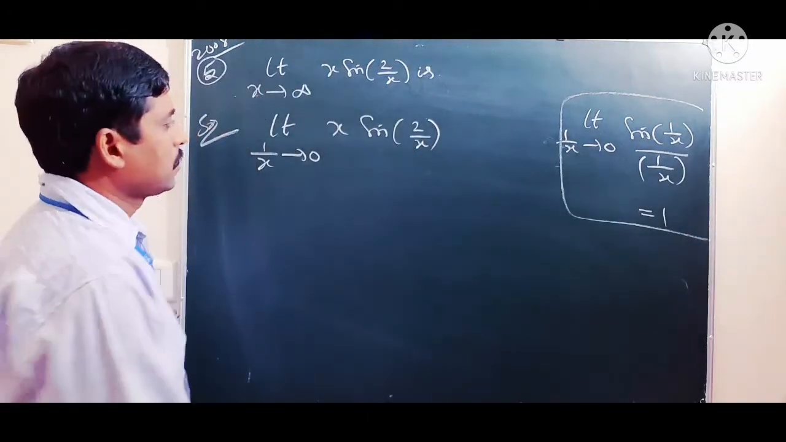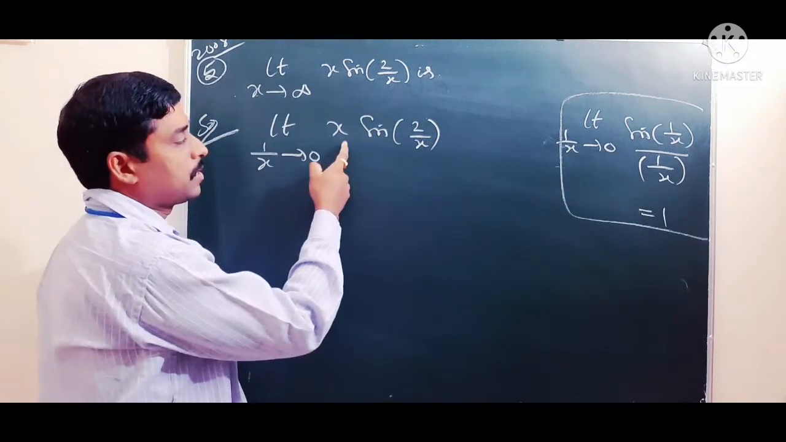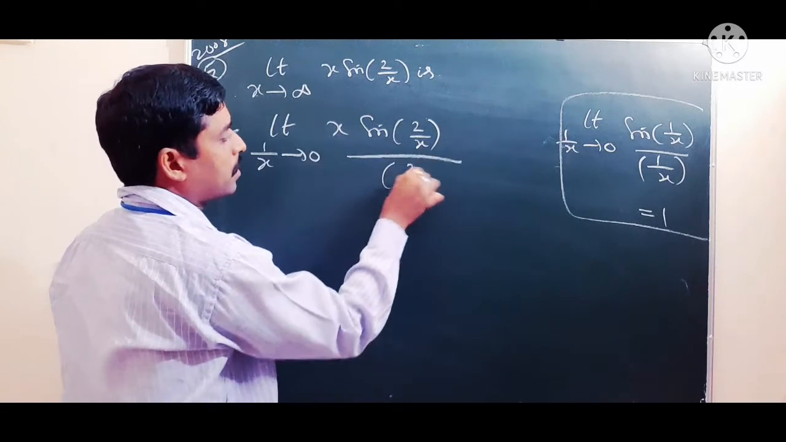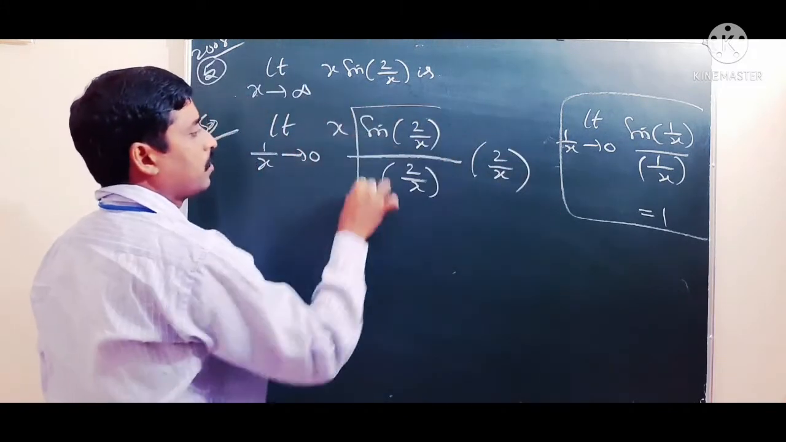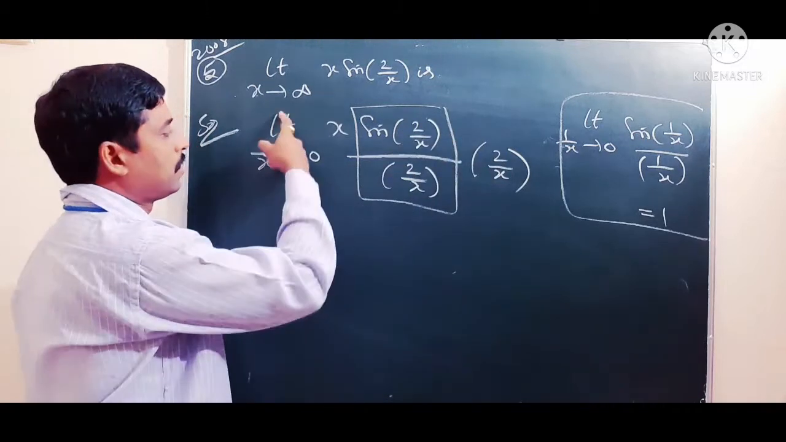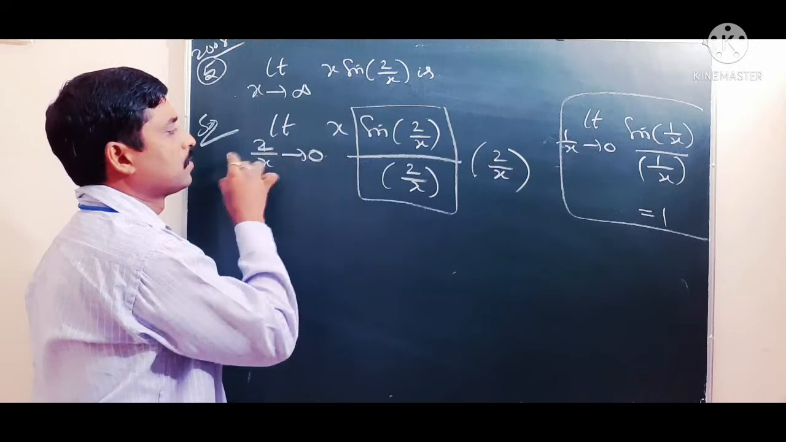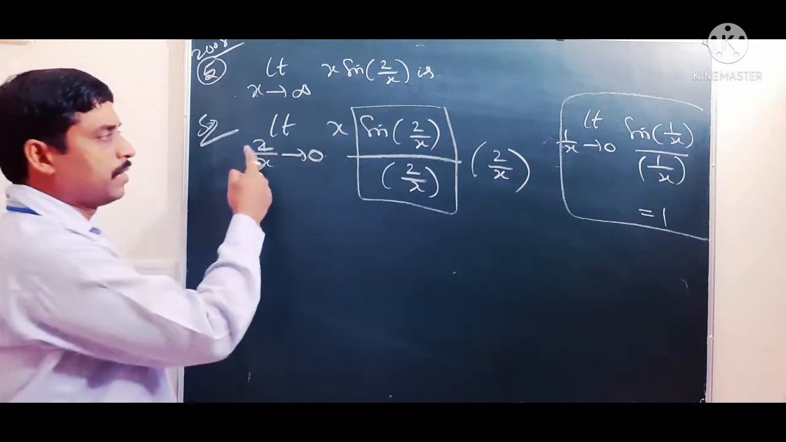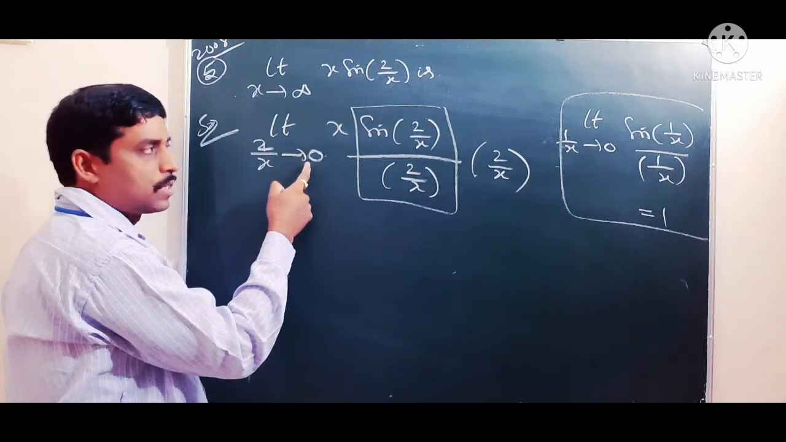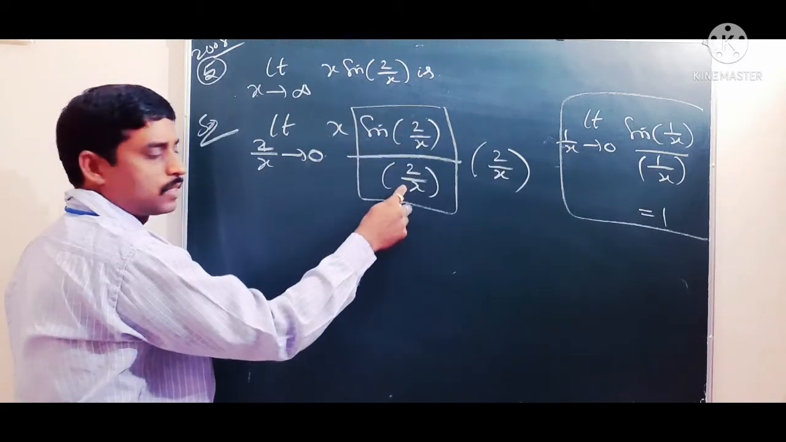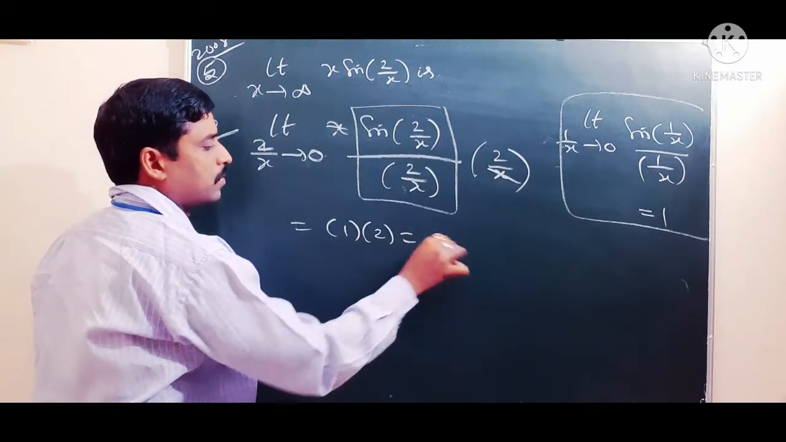In this one, limit 1 by x tends to 0, x into sine 2 by x. Divide and multiply by 2 by x. So this value will be 1. So limit 1 by x tends to 0, or 2 by x tends to 0, multiplying 2 on both sides. So limit 2 by x tends to 0, sine 2 by x by 2 by x, this will be 1. This x gets cancelled, answer is 2.